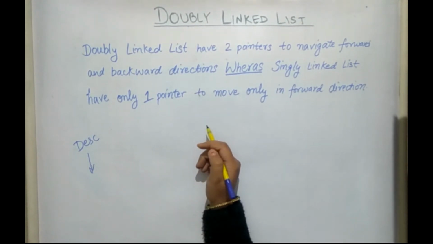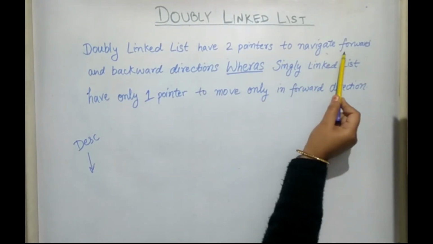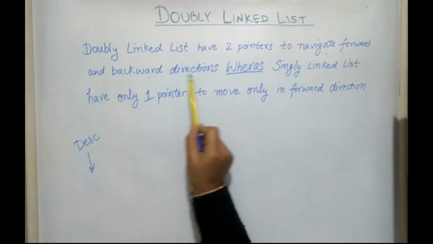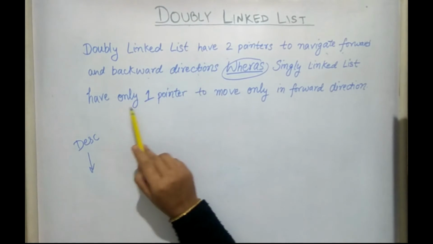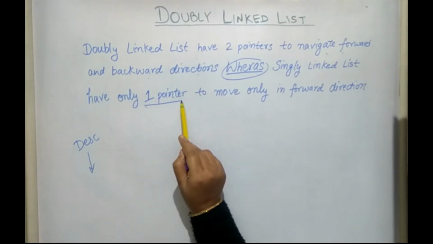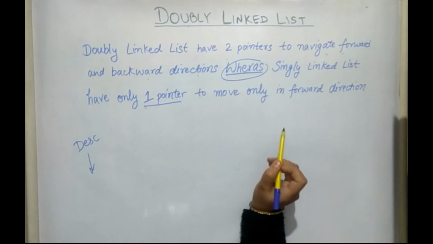So today I will give you an introduction to doubly linked list. A doubly linked list has two pointers to navigate forward and backward, whereas a singly linked list has only one pointer, or you can say link, to move only in the forward direction.